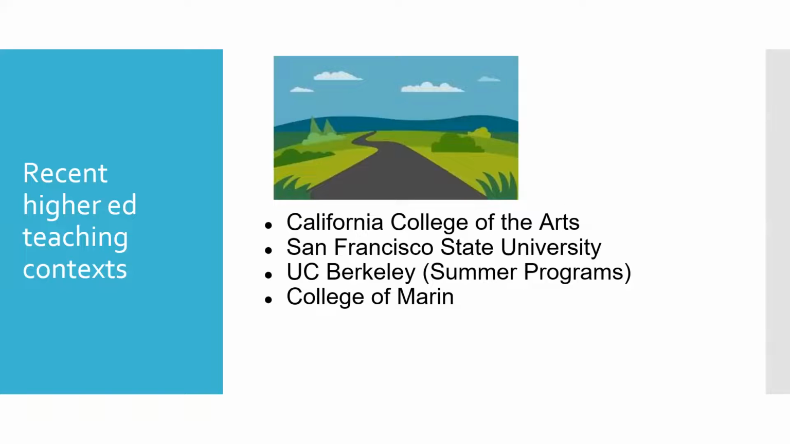And I'm mostly teaching in higher ed. Right now I mostly teach at California College of the Arts, which is a private art school, but I've also been teaching at San Francisco State, UC Berkeley in the summer programs, and College of Marin. So in this higher ed context, I've encountered different student populations, and when we talk about multilinguals, there's a lot of variety in that group, right? So just to give you a sense of the breadth.